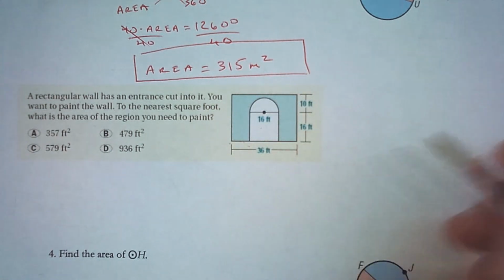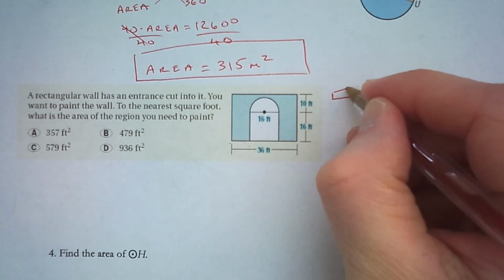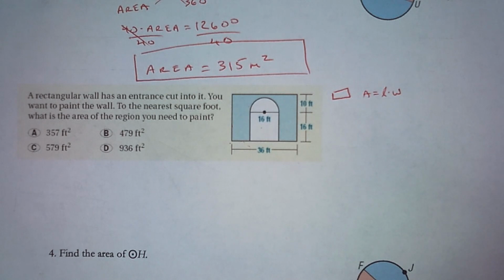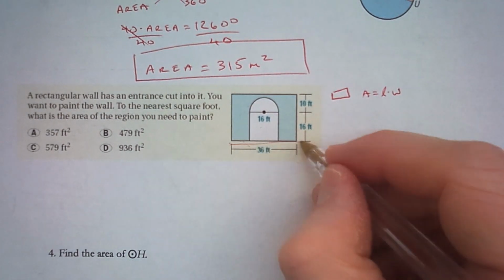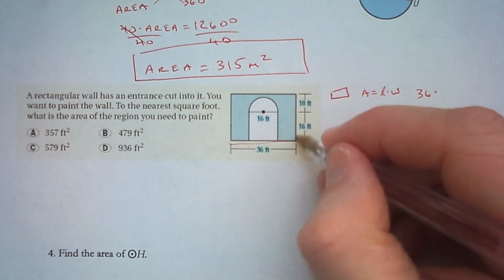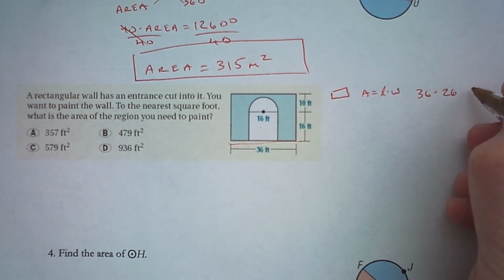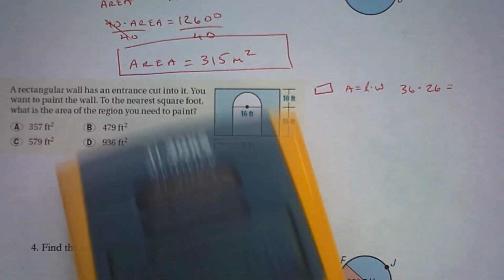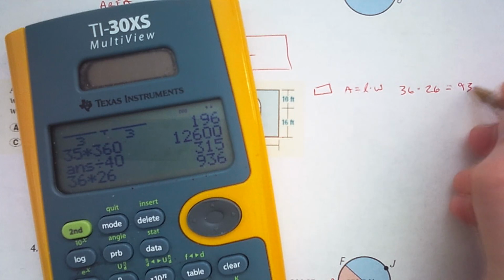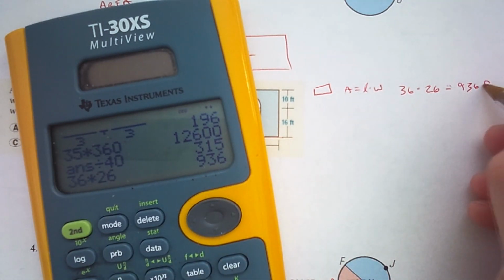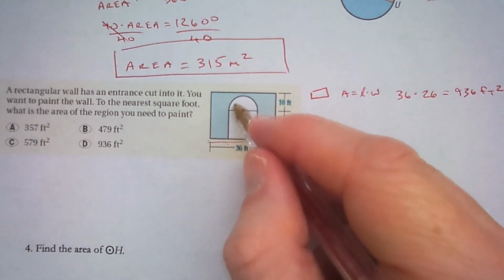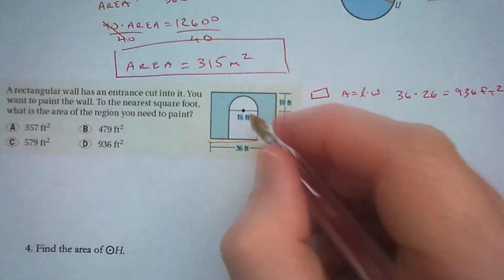So the wall is a rectangle. To find the area of a rectangle, we do length times width, which in this case is 36 times, and then 10 plus 16 is 26. 36 times 26 is the area of that wall. 936 feet squared is the area of that entire wall. But we're not painting this cutout, so we need to subtract the cutout.